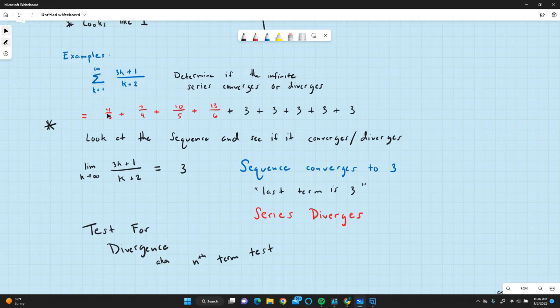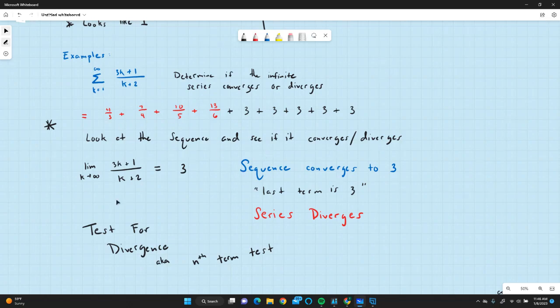So I started by expanding out the series. And I got 4/3 plus 7/4 plus 10/5 plus 13/16. Ignore this for right now. And I say, okay, rather than list the partial sums, let's just look at the sequence and see what the sequence is doing.